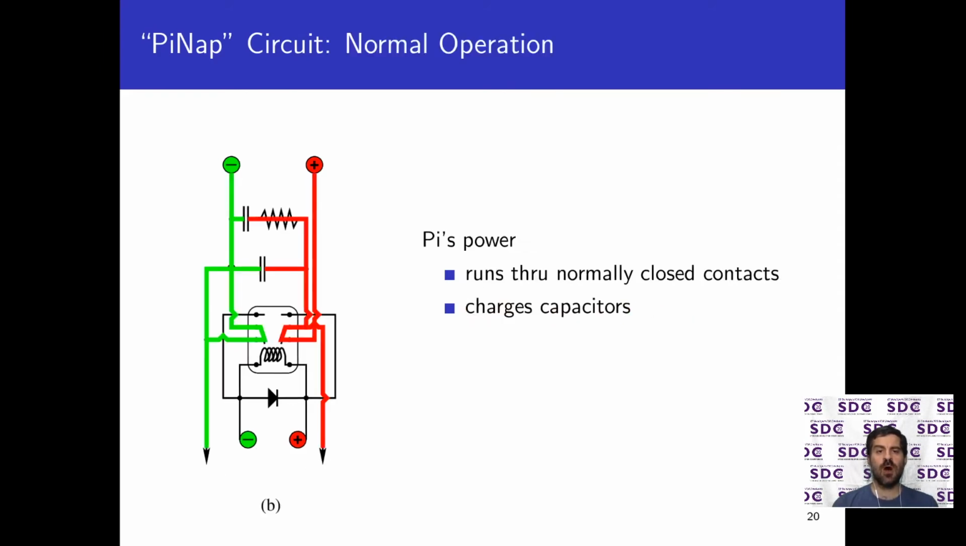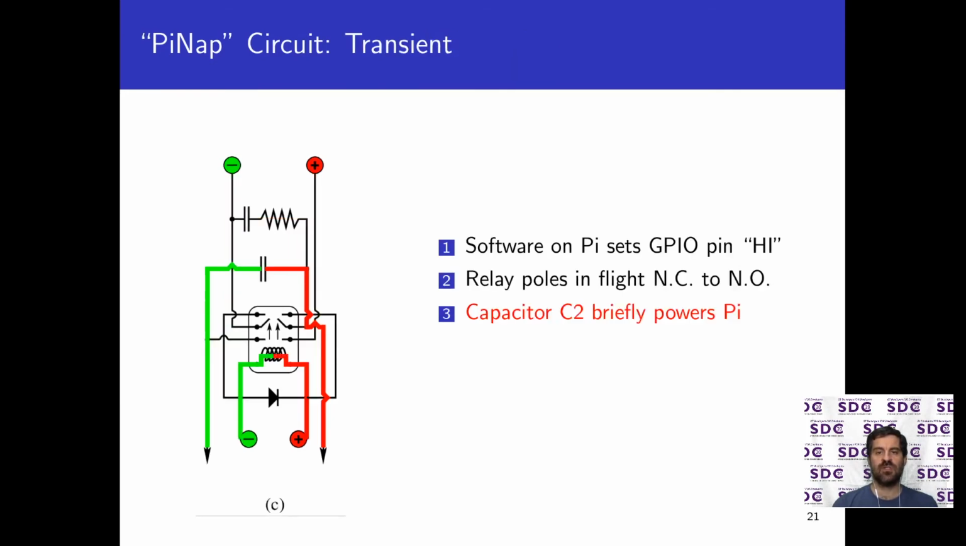When the Pi is powered on normally, power from the power supply runs through the relay's normally closed contacts to charge both capacitors and power the Pi itself. Now we are seeing the transient situation as software on the Pi sets GPIO pins to high, which energizes the relay's coil. The relay's poles jump away from the normally closed contacts and toward the normally open contacts.